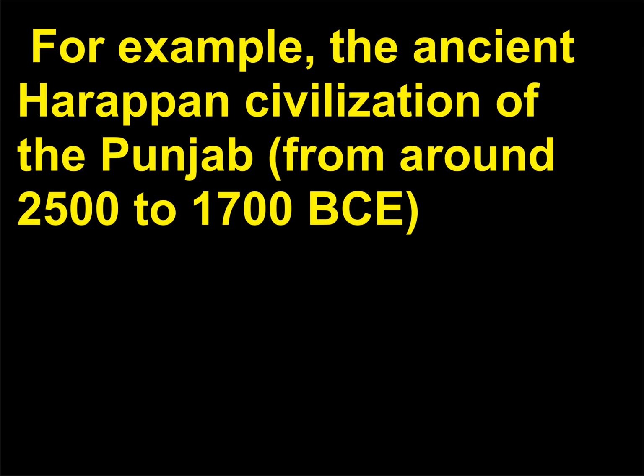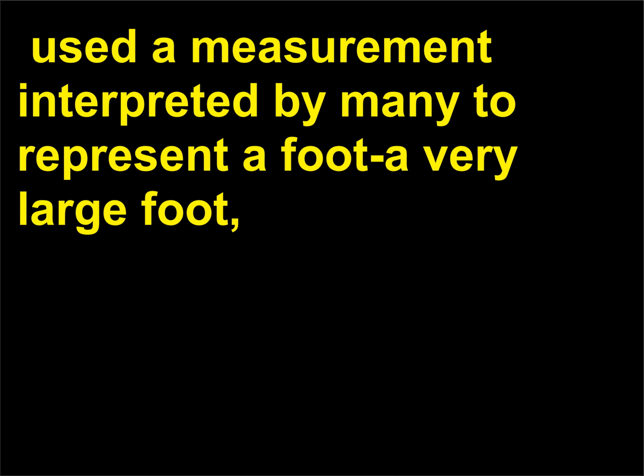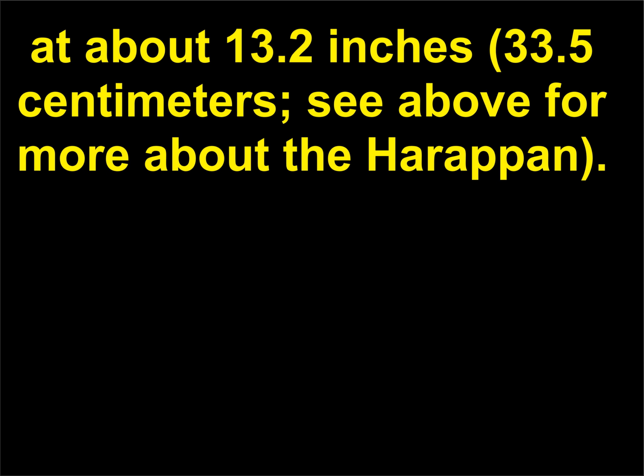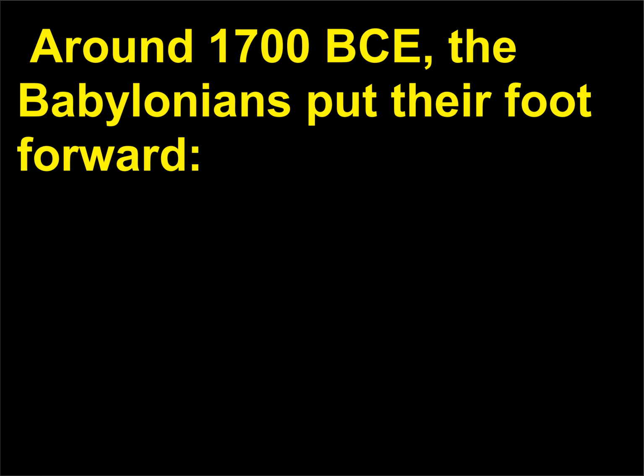For example, the ancient Harappan civilization of the Punjab, from around 2500 to 1700 BCE, used a measurement interpreted by many to represent a foot, a very large foot, at about 13.2 inches, 33.5 centimeters. See above for more about the Harappan. Around 1700 BCE, the Babylonians put their foot forward.